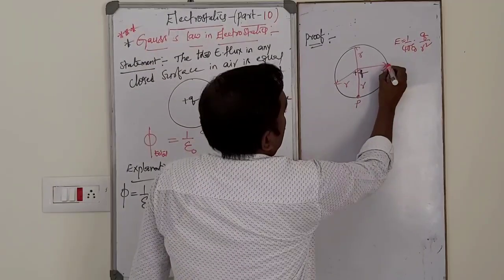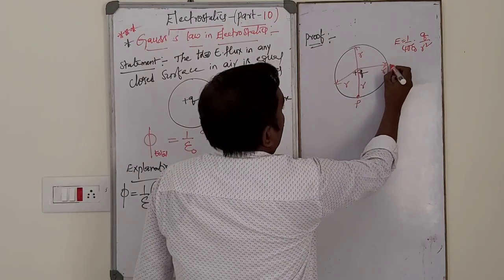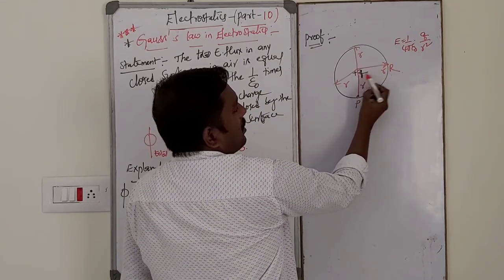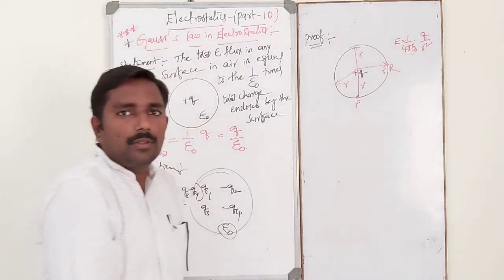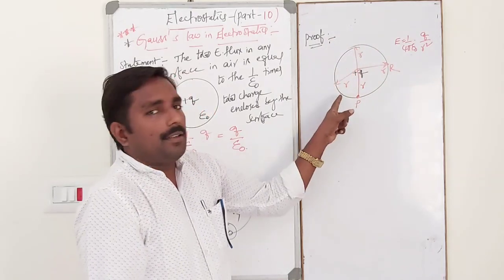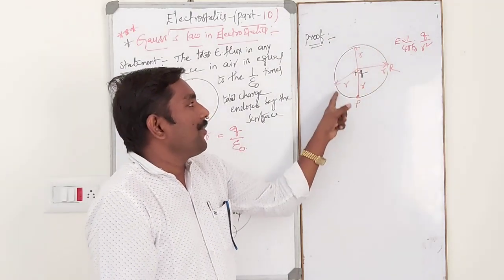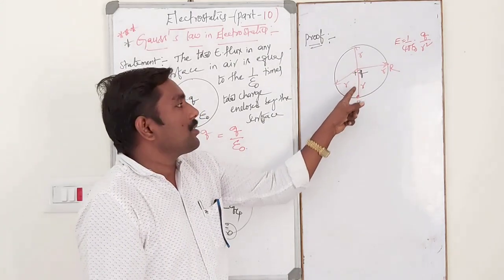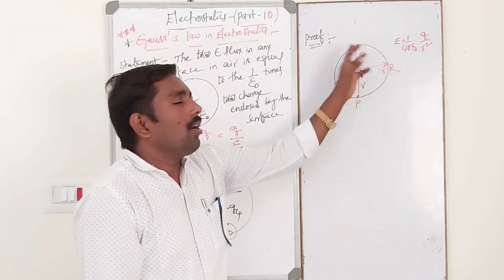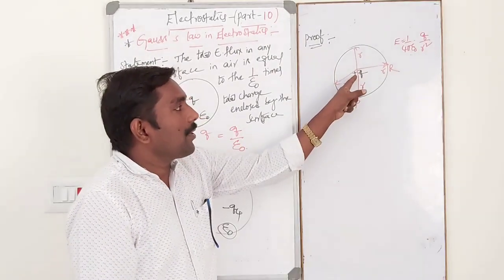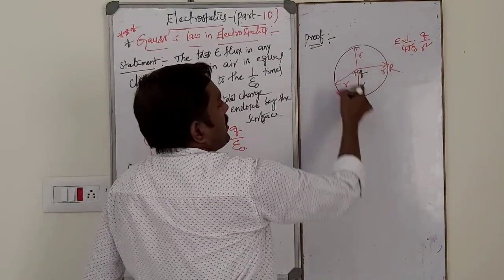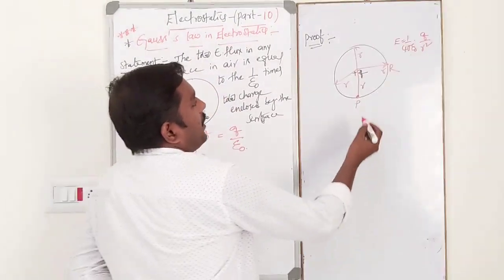Suppose this is another point, at distance R. I want the electric field at this point due to the charge. It is the same, because the electric field is the same on its surface. All points P, R, Z, K, whatever they are, are equidistant from this charge. The electric field is constant.